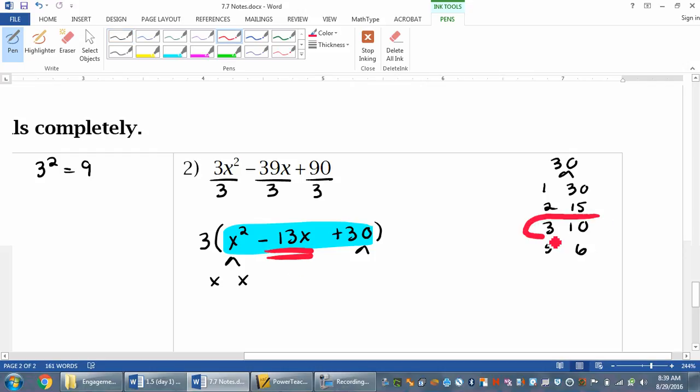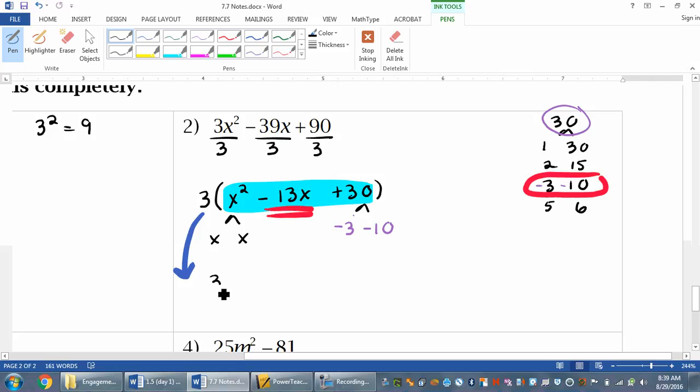So if you recognize 3 and 10 add to positive 13, that's an easy fix. They both become negative, because it's a positive 30. So my two numbers that are going to work are negative 3 and negative 10. Again, don't forget to drop down that 3. Once you factor it out, it just keeps dropping down. And my factors are going to be x minus 3 and x minus 10.